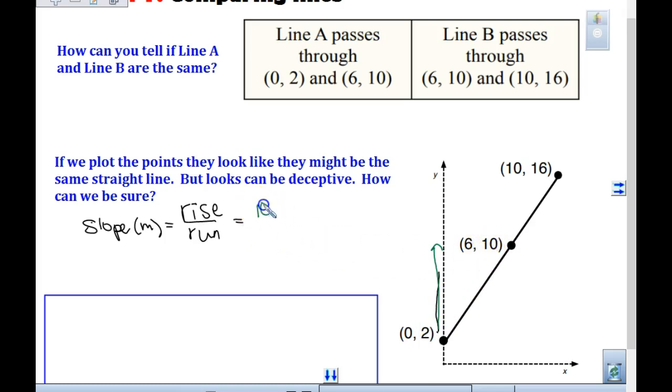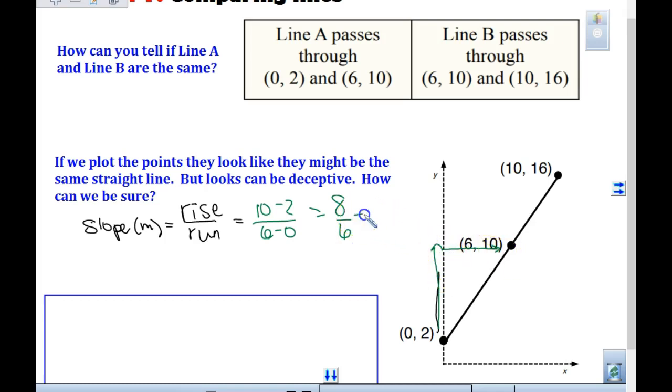2 to 10. 10 minus 2 gives us how much? 8. Then we want to look at how far we are going across, and this is when we take our x-coordinate. So our run is going from 0 over to 6. So we're really taking 6 minus 0, which gives us 6. We move 6 units to the right. Does that make sense to everyone?